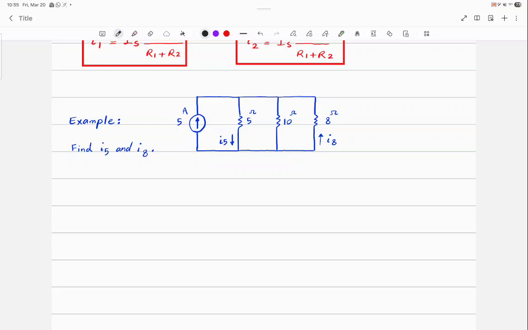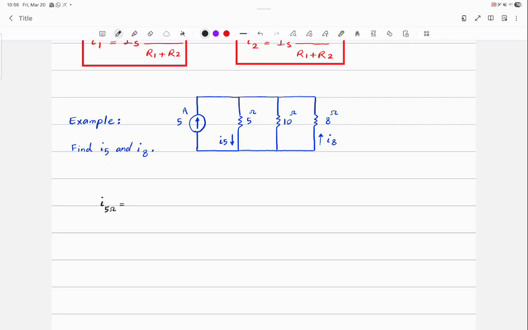Let's find I5 here. I want you to use current division. Yes, KCL would be the first idea. Because it's more than two resistors, it would be the equations in the blue boxes. So for I5, this is just to help you memorize.